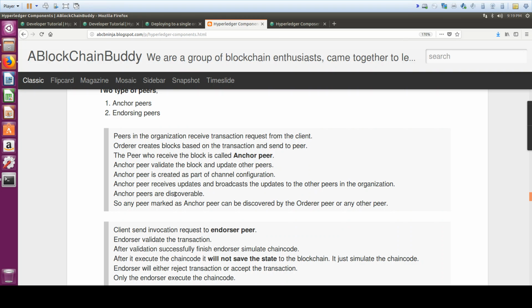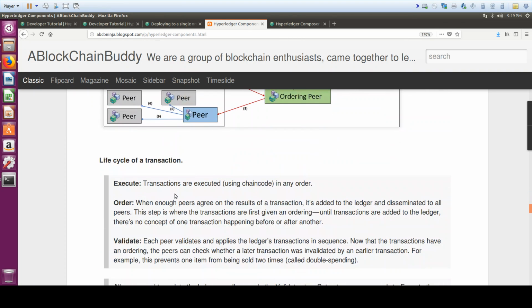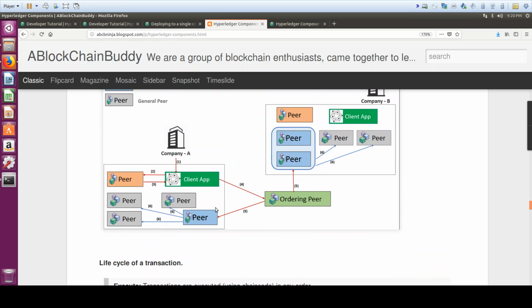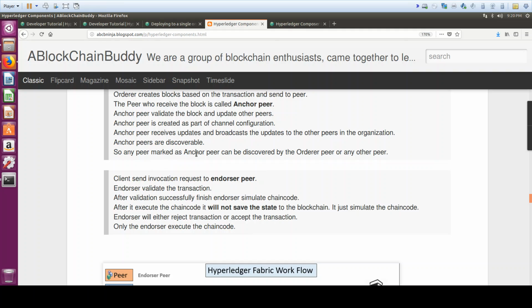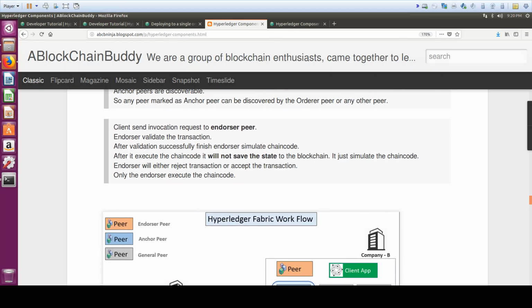Anchor peers are discoverable. So the orderer communicates to the anchor peer only. For the orderer, this is the one. It has got the visibility. That's what is meant by discoverable. Anchor peers are discoverable. So any peer marked as an anchor peer can be discovered by the orderer peer or any other peer. Okay.